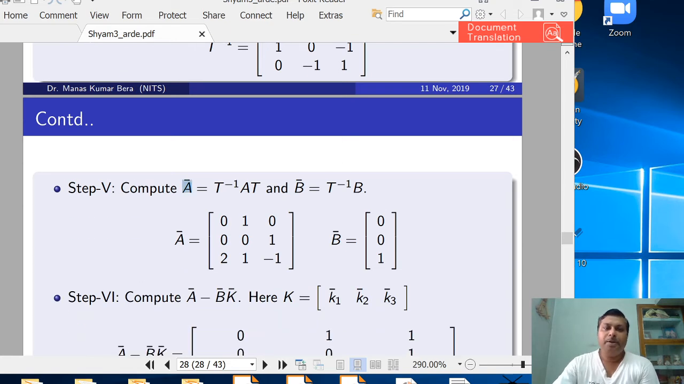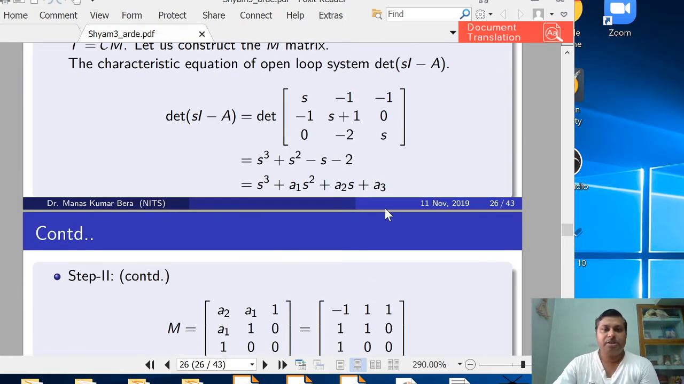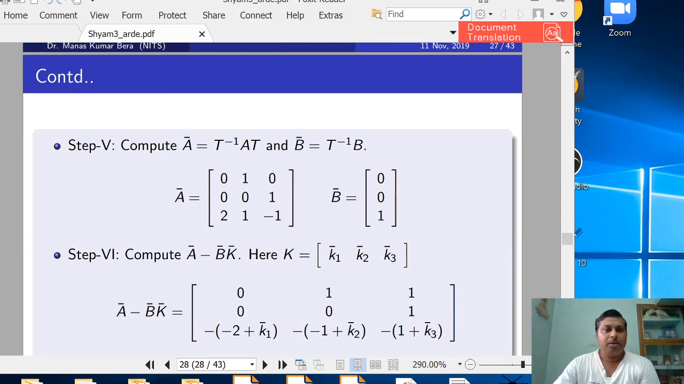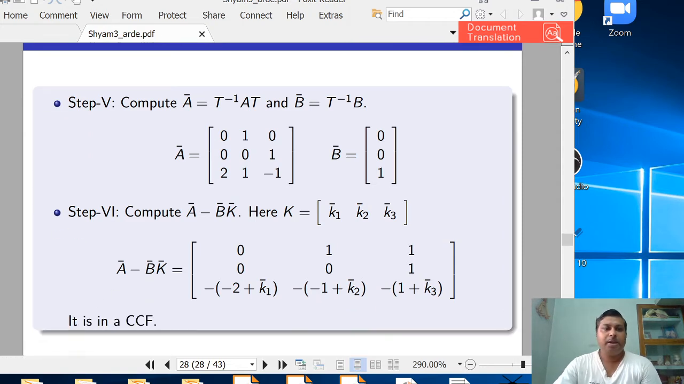Step 5 is to compute A bar. A bar will be the controller canonical form. You see 0 1 0, 0 0 1, and the last row will be the coefficients of the characteristic equation in reverse order with the negative sign, that is -a3, -a2, -a1. So now we got 2, 1 and -1, and B bar obviously will be 0 0 1. Now we compute A bar minus B bar K bar. For the third order system, K bar will be K1 bar, K2 bar and K3 bar.